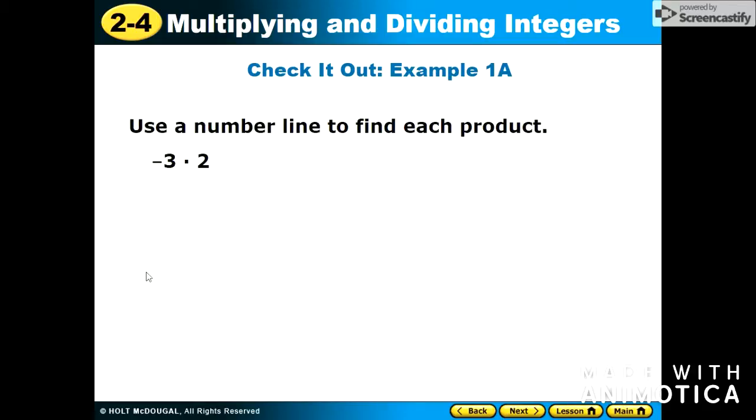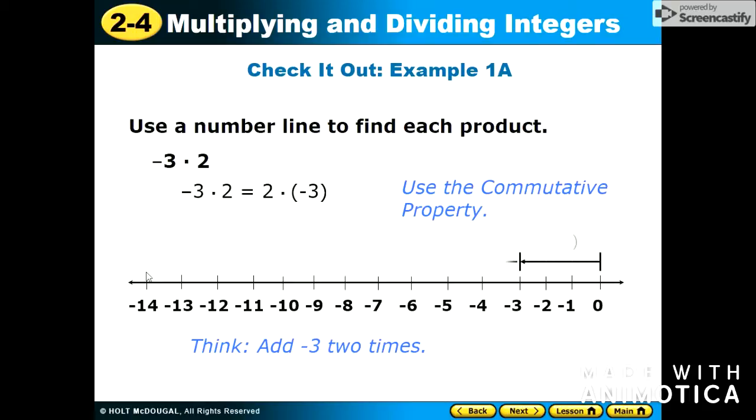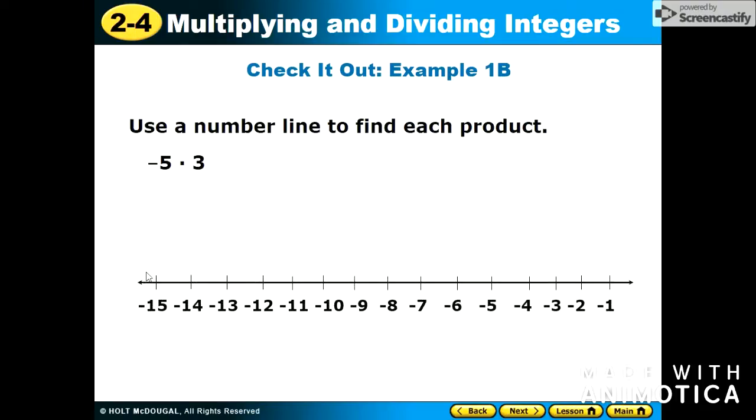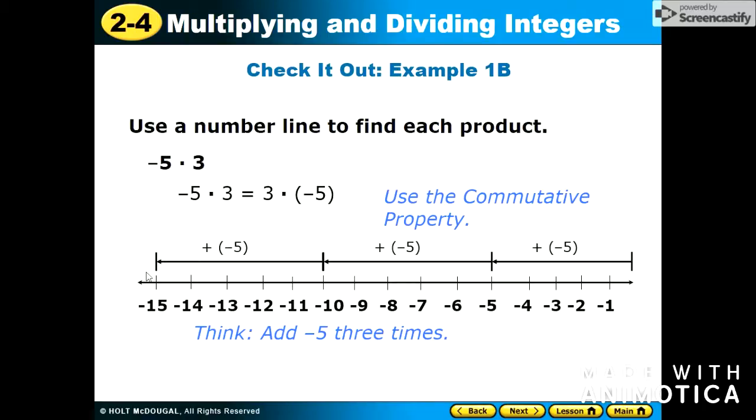Check it out, 1A and 1B. Why don't you pause and try these on the back side of your sheet. Okay, negative 3 times 2 isn't on the sheet, but it's good practice. It's like saying negative 3 2 times. So negative 3 plus negative 3 gives us negative 6, same thing as negative 3 times 2. This one is on your sheet, so it's like saying negative 5 added 3 times. Negative 5 plus negative 5 plus negative 5 would give us negative 15.